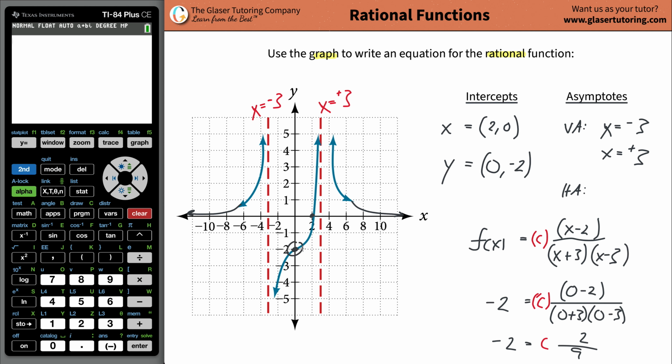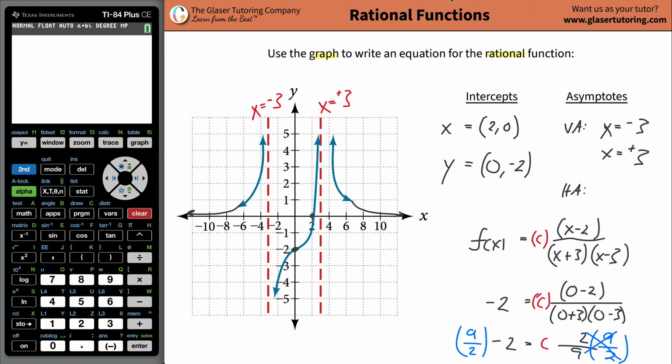You know that when x is 0, y must be negative 2. But if I don't plug in any kind of coefficient in there, then it's never going to be true. All right, so that's why we need that coefficient. So multiply the right-hand side by the reciprocal, right? That's just the algebra. Whatever you do to the right, you better do to the left.